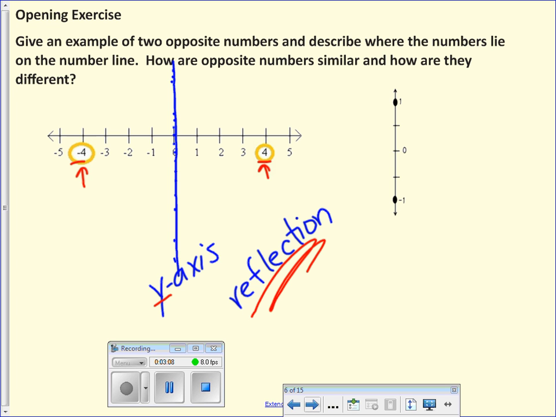Let's take a look at this vertical number line. I see here positive 1. If I reflect that over the x-axis, what do I get? Negative 1. If I take negative 1 and reflect it over the x-axis, I get positive 1. So that's just another way to look at opposites. Opposites are also called reflections. Okay?